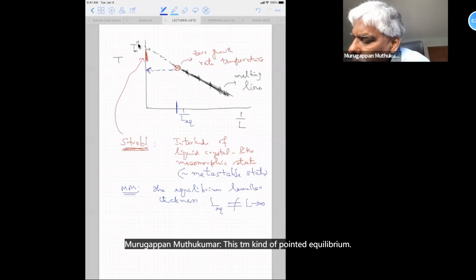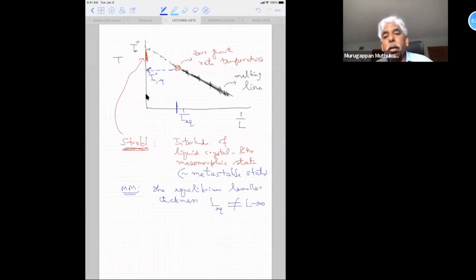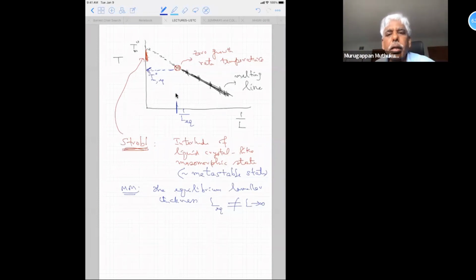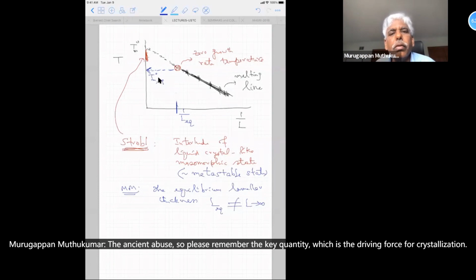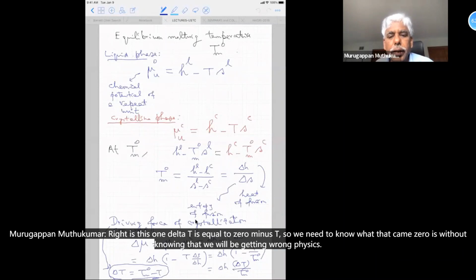This is Tm corresponding to equilibrium, not the extrapolated value. And please notice, this is modern, today's literature, right? The textbooks don't talk about it. So since you are a new generation of scholars, you need to pick what is correct instead of going back to ancient views. So please remember, the key quantity, which is the driving force for crystallization, is this one.